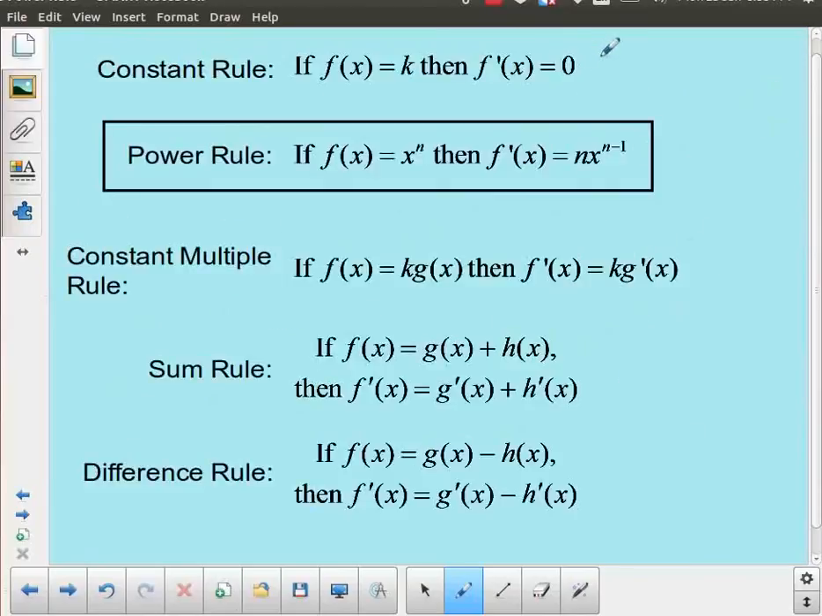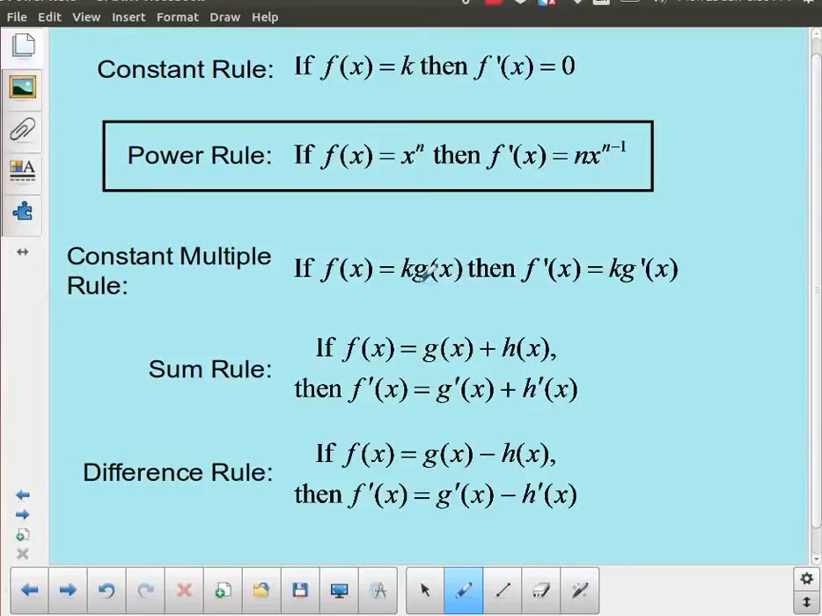Now, some of the rules that go along with derivatives, we've looked at some of these rules with respect to limits, and it's actually very similar. So the first one is, if we're taking the derivative of a constant, that doesn't change. So that means that essentially the instantaneous rate of change of a constant is 0. The derivative of a constant is 0. The power rule itself, which we've already looked at: if f of x is equal to x to the power n, then f prime of x is n times x to the n minus 1.